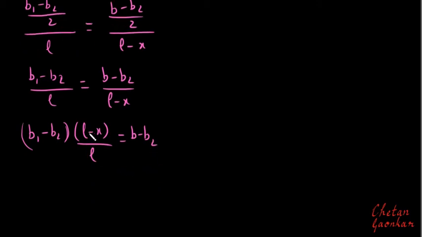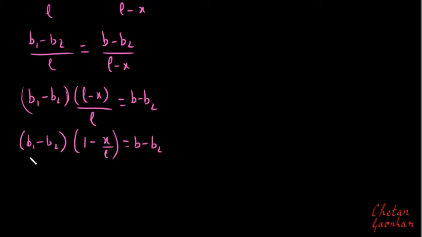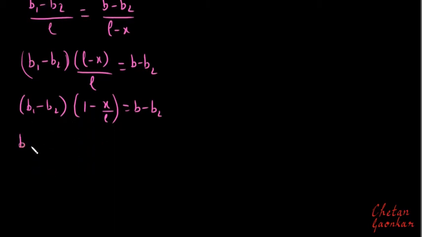Further, if I divide this (L minus x) with this L, I will get (b1 minus b2) into (1 minus x by L). This should be equal to b minus b2. Further, if I multiply this term and this term, I will get b1 minus b1 x by L minus b2 plus b2 x by L, and this should be equal to b minus b2. So we have done a bit of calculation here, and since this minus b2 is on both sides, I can very well just cancel out minus b2 and minus b2.